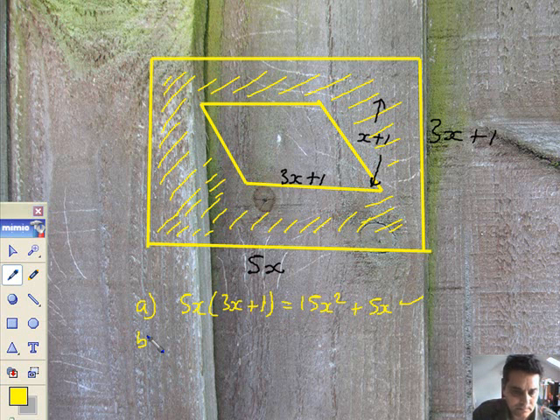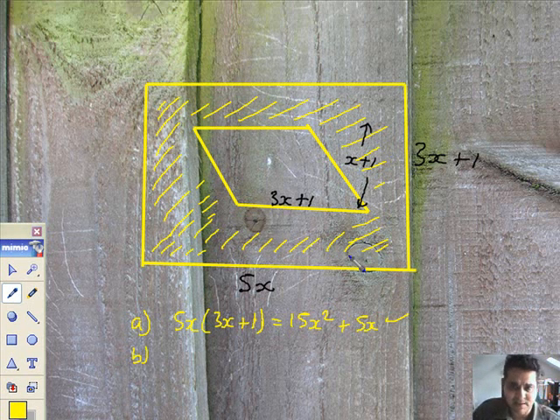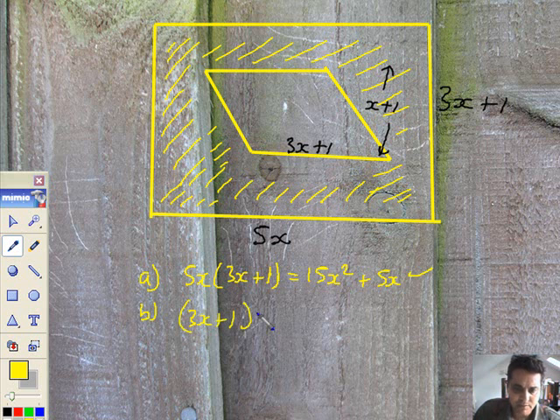B. Find an expression for the area of the parallelogram. Well, that's going to be the base times the height. And please note the height is x plus 1, not the slanted height. No good. So it's going to be 3x plus 1 multiplied by x plus 1. Bust it open, so 3x squared.